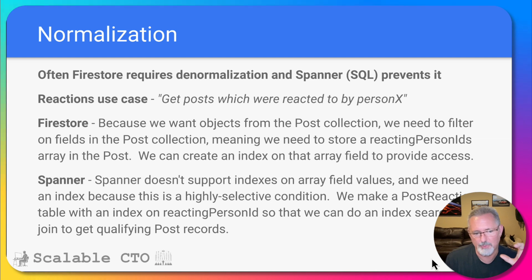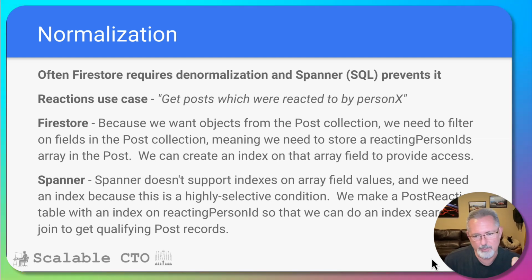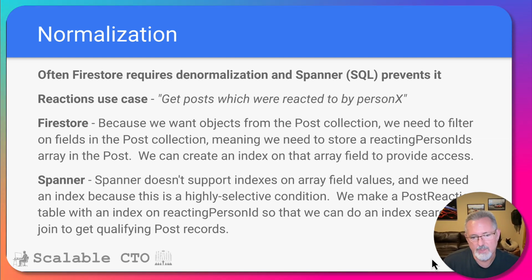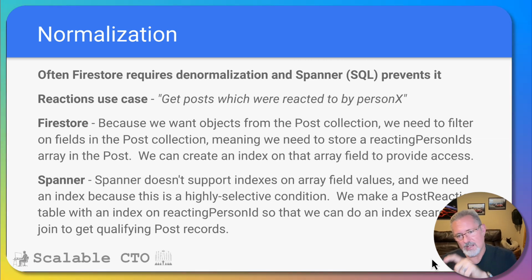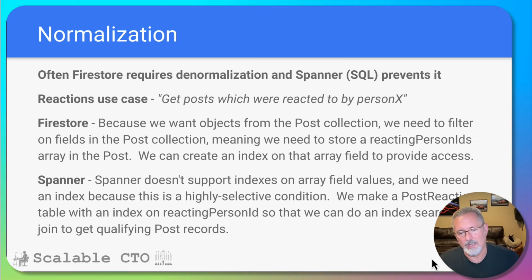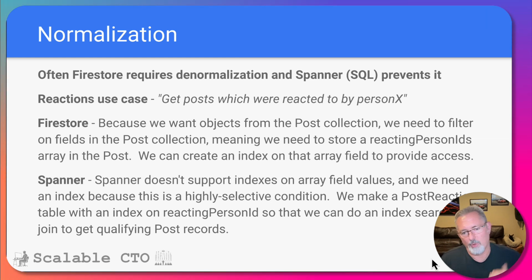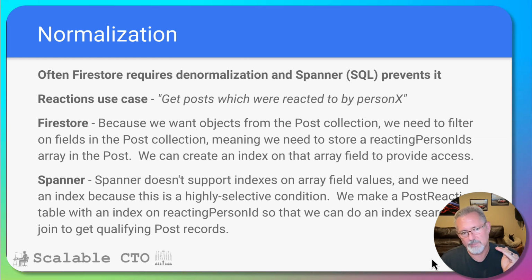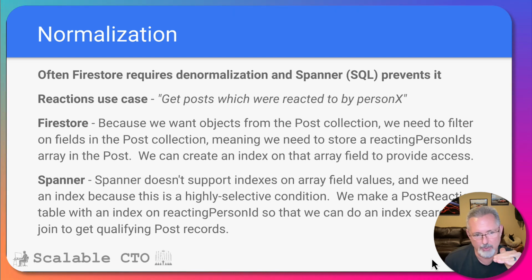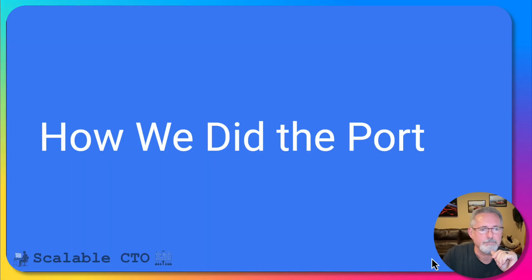So you have to make a post reaction table that relates to the post table through the post ID. And then you can make an index on the reacting person ID in the post reaction table, and you can do a join. So this is a very traditional SQL operation. But the point I'm trying to make is that the database model forces you into how you normalize or denormalize the data. You don't have a choice. This is how you do it in Firestore and how you do it in Spanner, and there's not really any other way around that. So just something to think about.